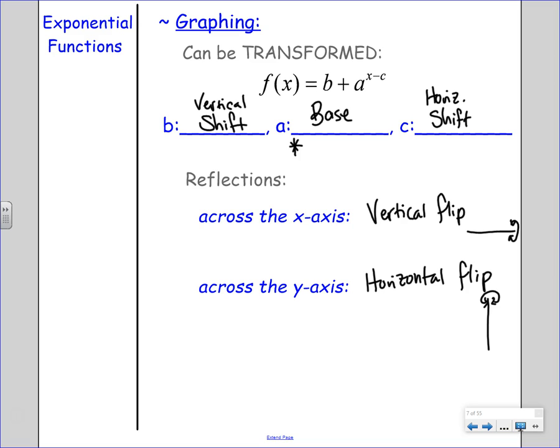So for a vertical flip, it will be a negative on the outside. So you'll have something like g of x is equal to negative a to the x. That could be one example. A negative on the outside of the exponent. Whereas if you want a horizontal flip, that would be with the argument.